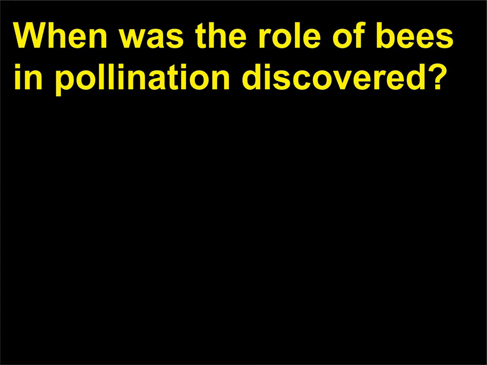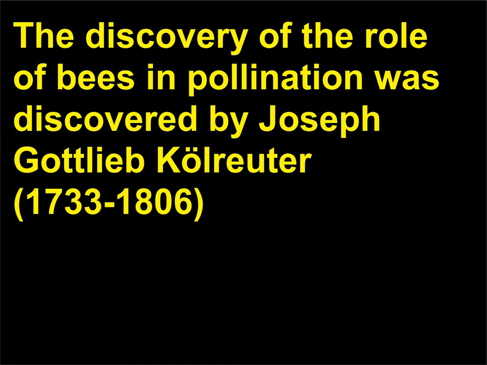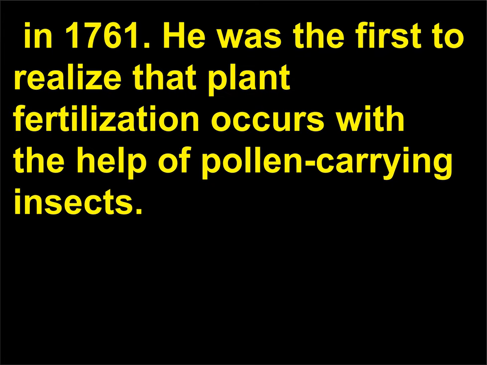When was the role of bees in pollination discovered? The role of bees in pollination was discovered by Joseph Gottlieb Kölreuter, 1733-1806. In 1761, he was the first to realize that plant fertilization occurs with the help of pollen-carrying insects.